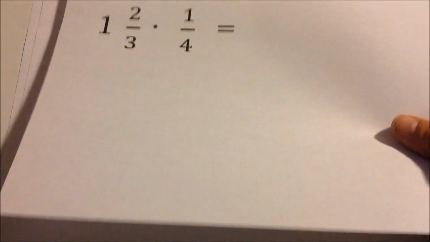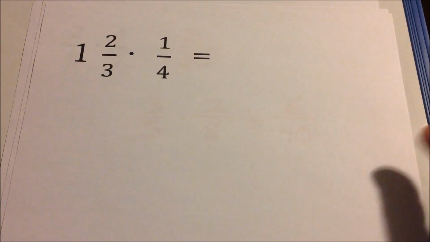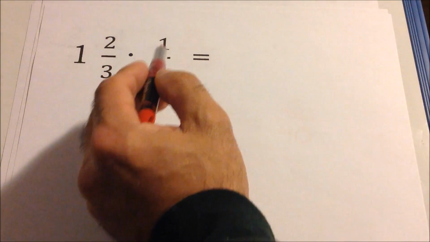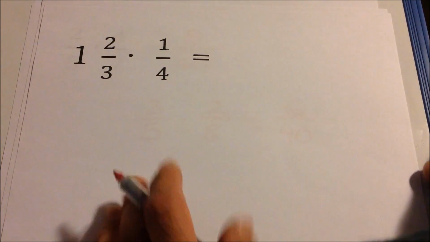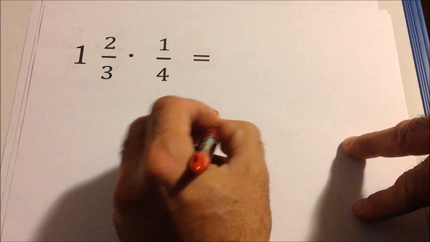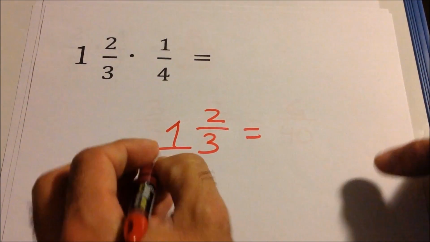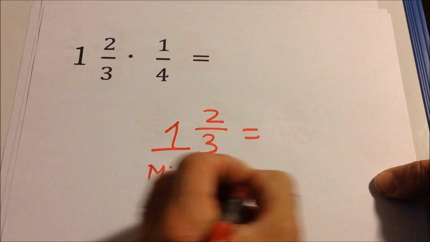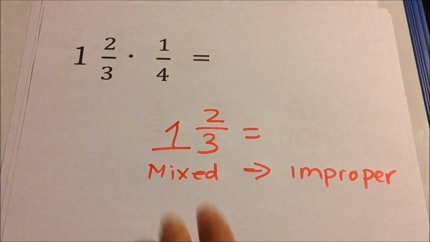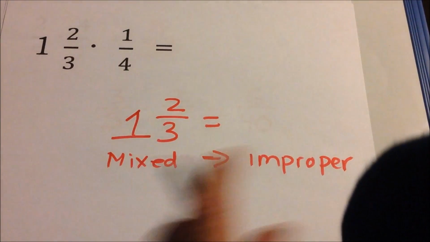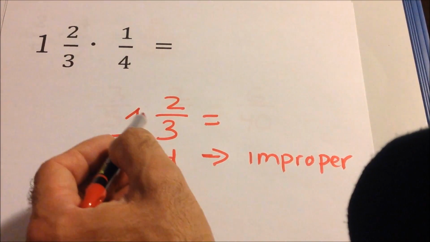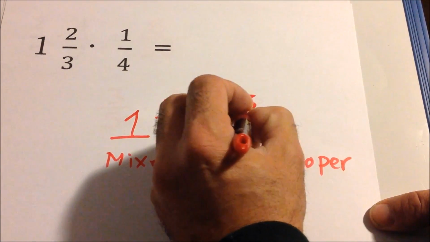Now what if we had this? This looks a little strange. So here we have a mixed number and a fraction. We have 1 2/3 times 1/4. So what we have to do here is we have to make this mixed number improper. I'll show you how to do that. So let's say we had 1 2/3 here. This is a mixed number, a mixed fraction. And we're going to turn it improper. Right? Boom. So what we're going to do, we're going to multiply up. 3 times 1 is 3, plus 2 is 5, and we'll get 5/3.